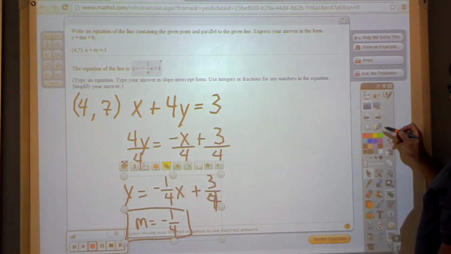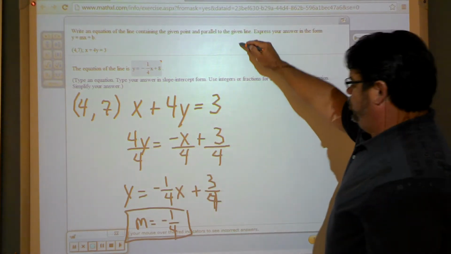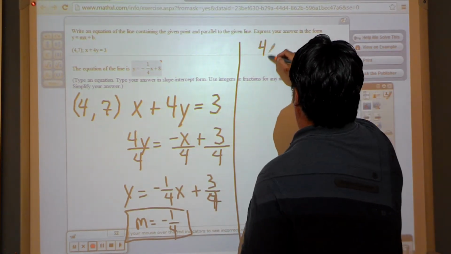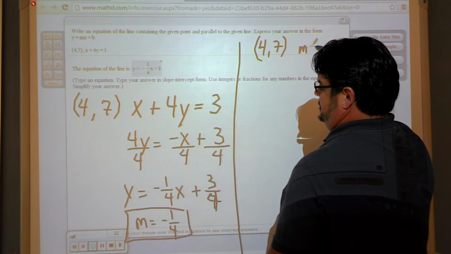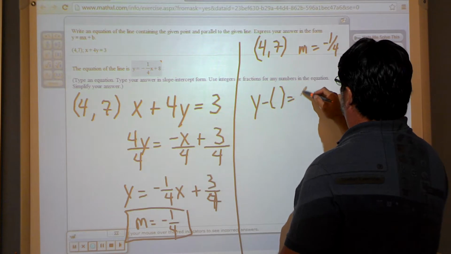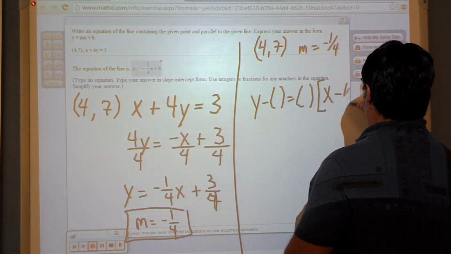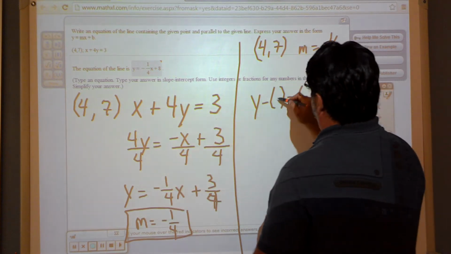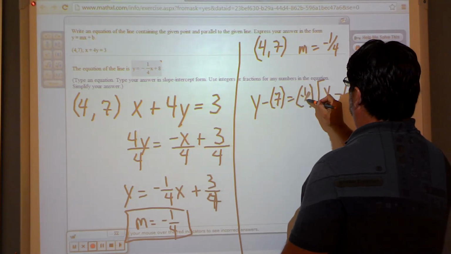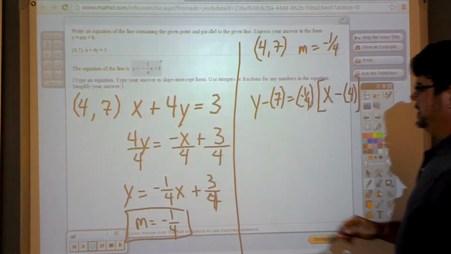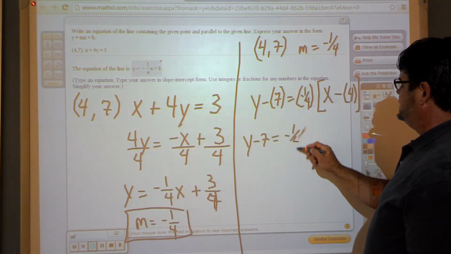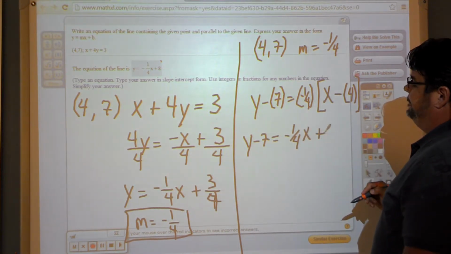Okay, so now we've got a point and a slope. So that's part 1, finding the slope. Now we've got a point and a slope: (4, 7), and m is equal to negative 1/4. y minus parentheses is equal to parentheses times x minus parentheses. We're going to put a 7 here, a 4 here, and a negative 1/4 here. So y minus 7 is equal to negative 1/4 x plus what?